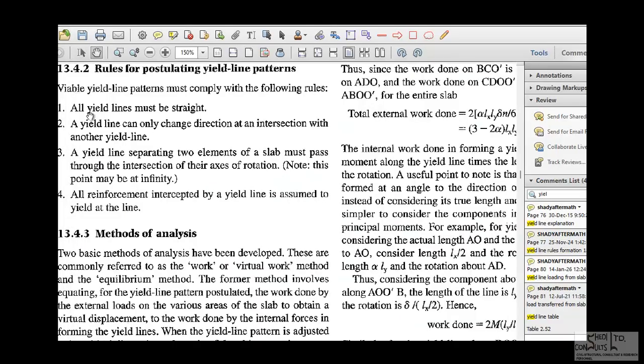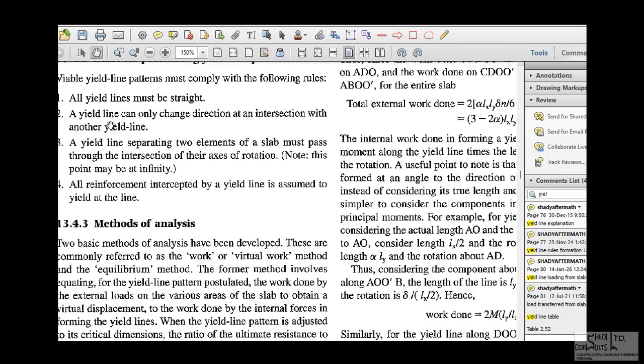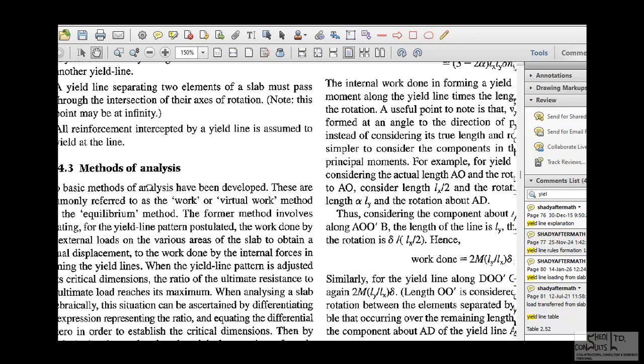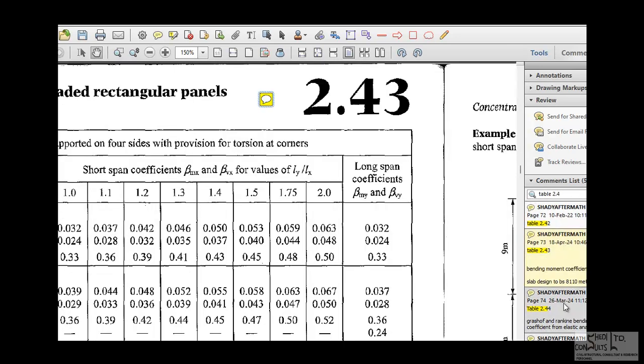Now, so I talked about formation of yield lines. So these are the rules of developing yield lines. Yield lines will change direction at the intersection of two or more yield lines. Yield lines separating two slab elements usually must pass through the intersection of the axis of rotation. So you also have reinforcements intercepted by yield lines. So these are rules of creating your theoretical yield lines, but that's not where I'm driving at. Now let's look carefully at where my concern is.